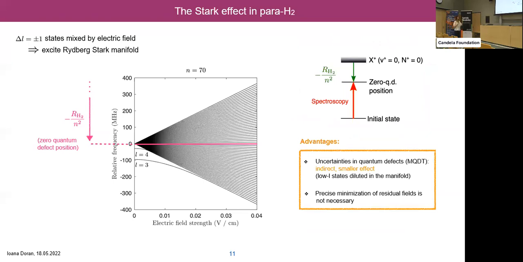The idea is that now we combine our transition frequencies, which we measure spectroscopically, with the Weimar formula. The uncertainties in the quantum defects, which we quantify in the MQDT, will have an indirect and much smaller effect. This is because, of course, via the delta L plus minus 1 selection rule, all the L states will interact. But because the effect is diluted in the linear manifold, any uncertainty in the zero field position of these low L states will be much smaller. And I will come back to this point later.